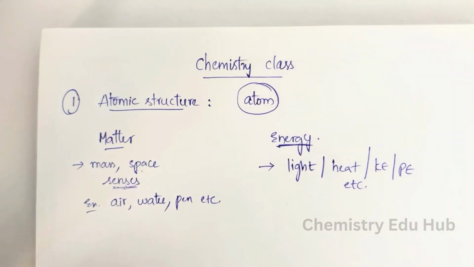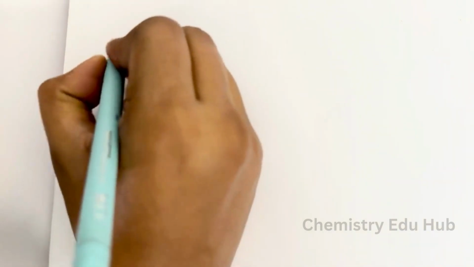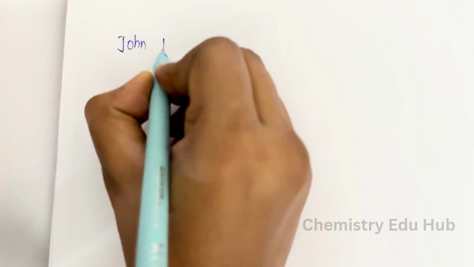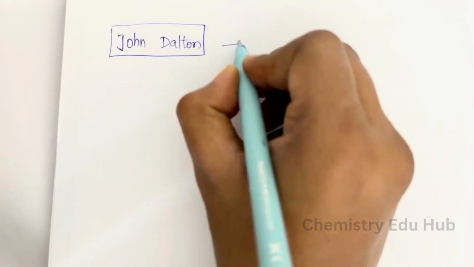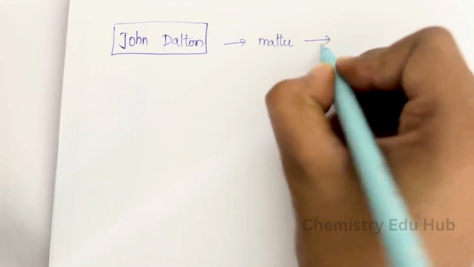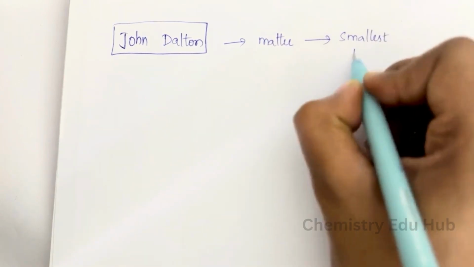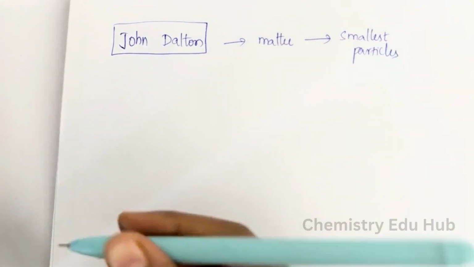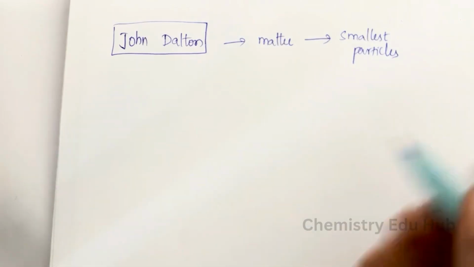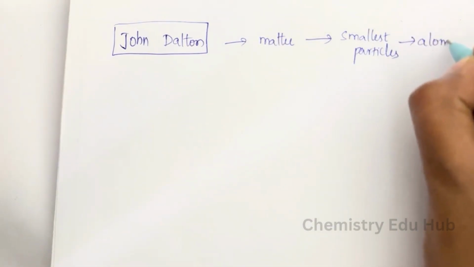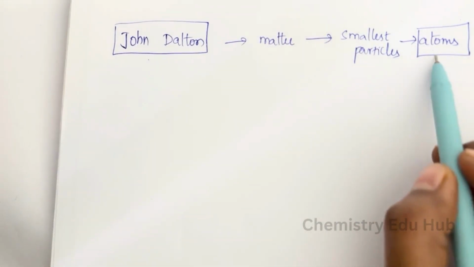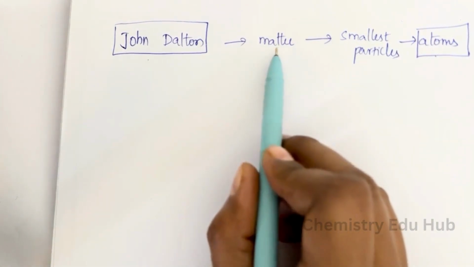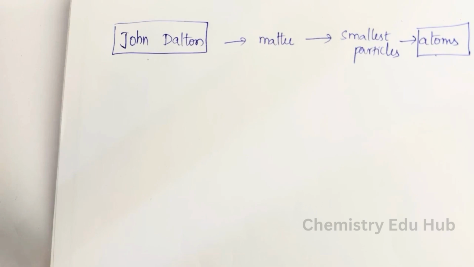Now what is this matter made up of? The scientist John Dalton says that matter is made up of smallest particles. If you break any matter, suppose I break this pen into the smallest particles, I am able to see particles called atoms. So John Dalton proposed the term atoms, which is the smallest particle of matter. This could be your MCQ.